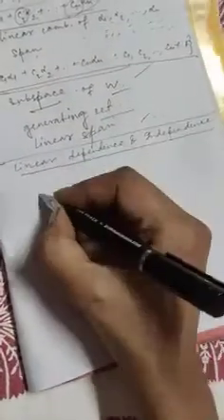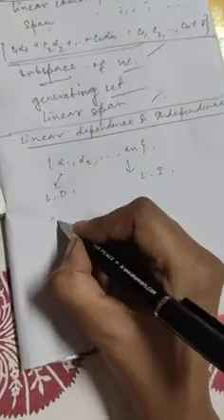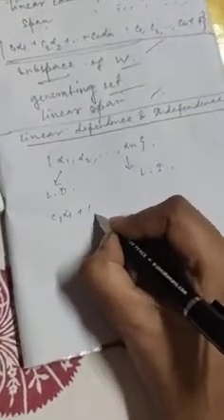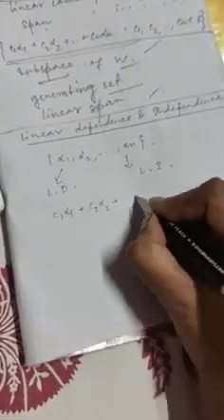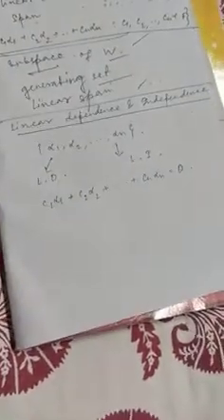Linear dependence and linear independence. Suppose we have a total of n vectors: alpha 1, alpha 2, ..., alpha n. When we say that these n vectors are linearly dependent or linearly independent, we have to consider one relation for that: C1 alpha 1 + C2 alpha 2 + ... + Cn alpha n = theta. Theta means the identity element, that is, the zero element.